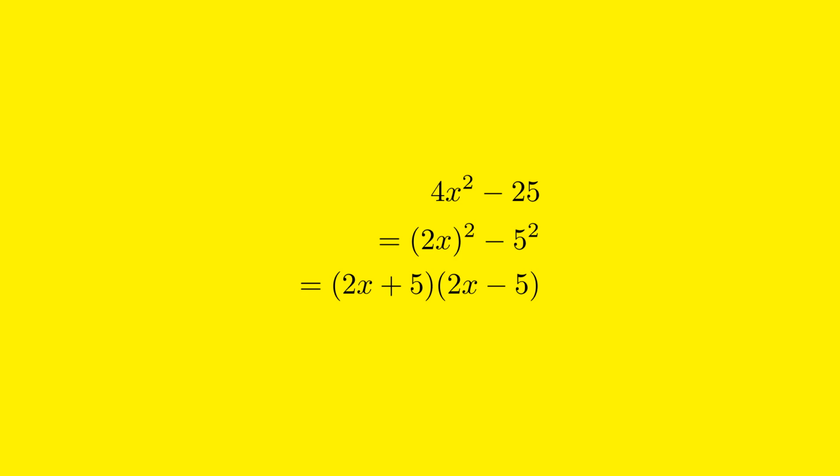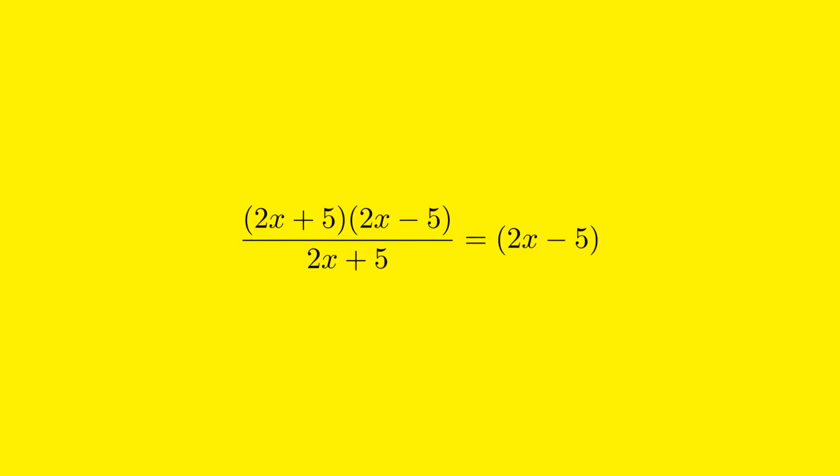Recall that a difference of squares can be factored using the formula a² − b² = (a + b)(a − b). Here, 4x² − 25 can be written as (2x)² − 5². Using the difference of squares formula, we factorize 4x² − 25 to (2x + 5)(2x − 5).